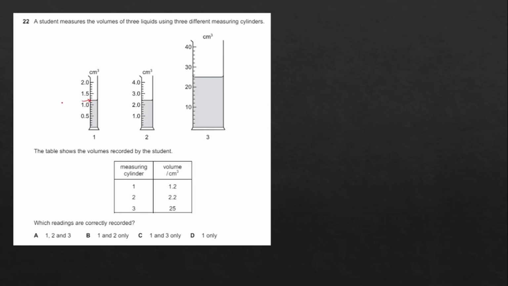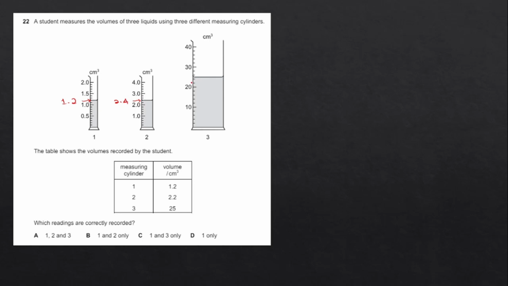This is 1.2 cm cube. Here again the graduations are 0.2 cm cube. So if this is 2, then the readings will be 2.2 cm cube, 2.4 cm cube, 2.6 cm cube and so on. So the measurement here will be 2.4 cm cube.